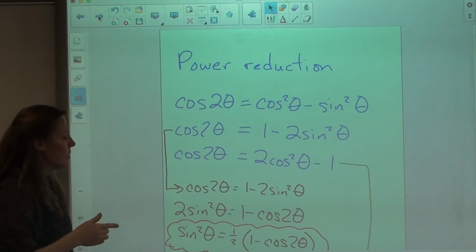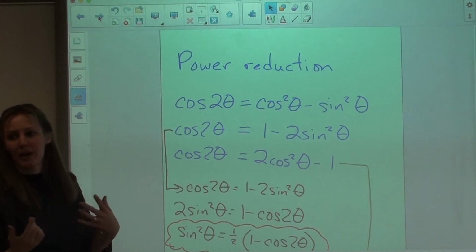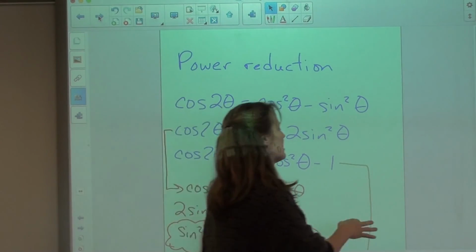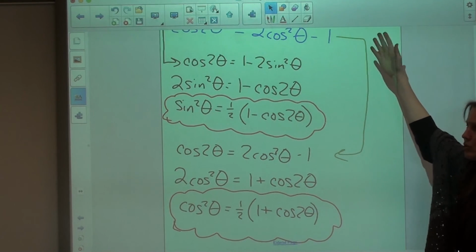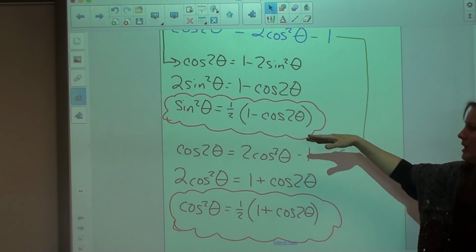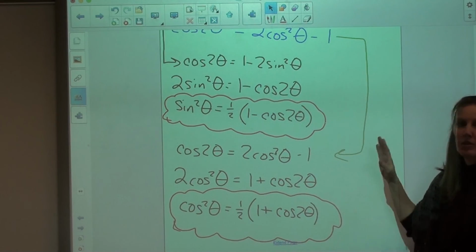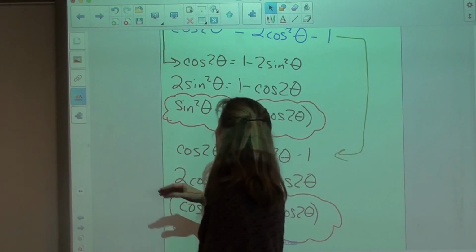Someone earlier in one of my other classes had forgotten the power reduction formulas. You don't have to write this down, but if you've forgotten them, I just showed her how they were created. Anyway, those are them. They'll be on the slides if you need to write them down again.